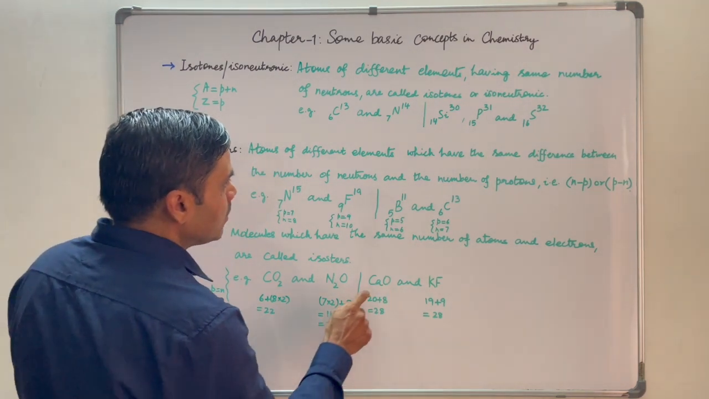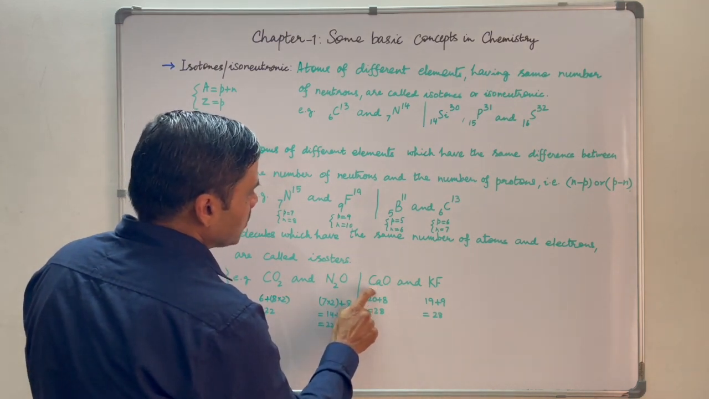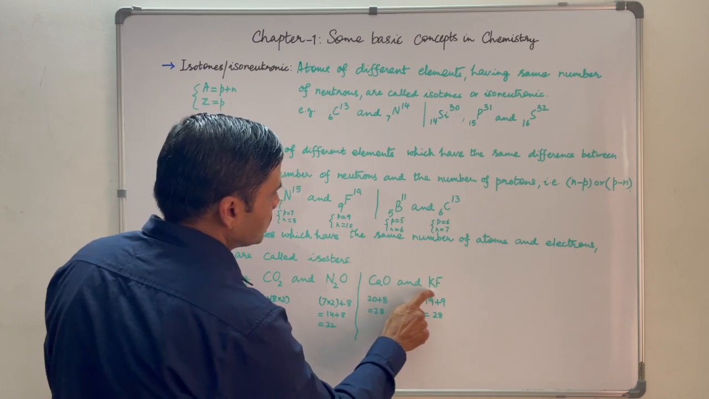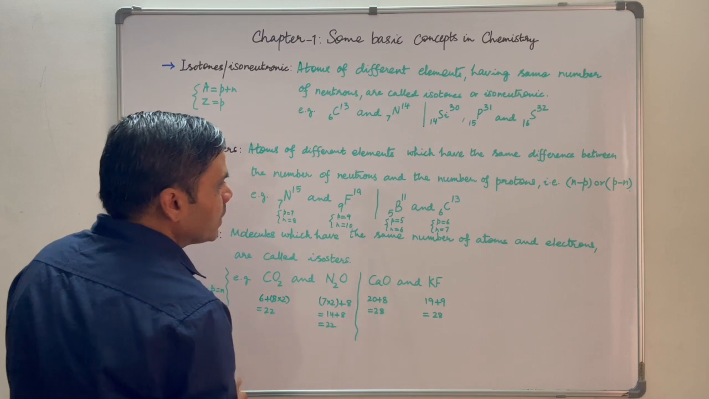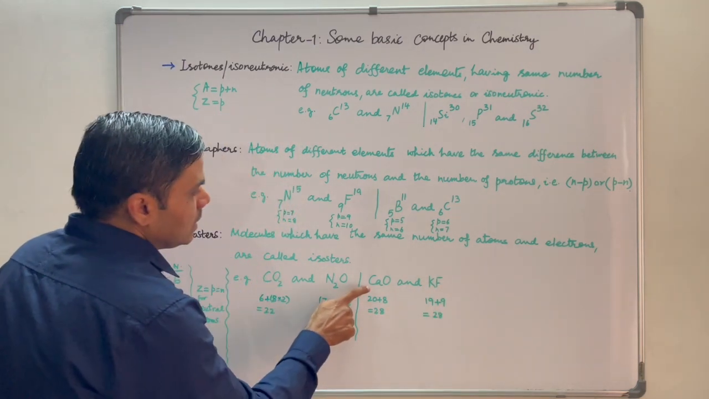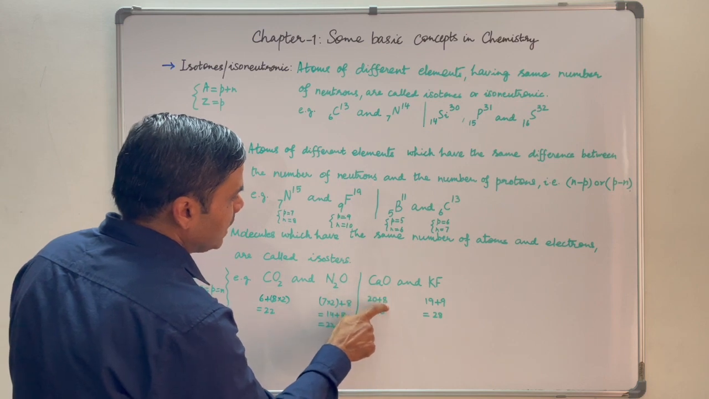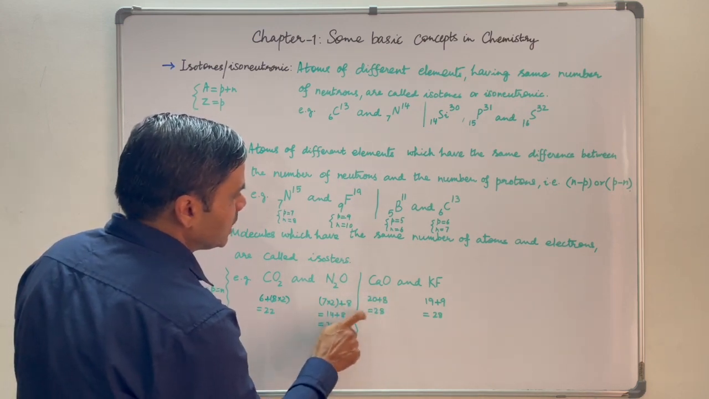So let us see the number of atoms first. CaO has 2 atoms, 1 atom of calcium and 1 atom of oxygen. KF has 2 atoms, 1 atom of potassium and 1 atom of fluorine. Number of electrons in CaO: Ca has 20 electrons and oxygen has 8 electrons. So 20 into 1 plus 8 into 1, that is 28.